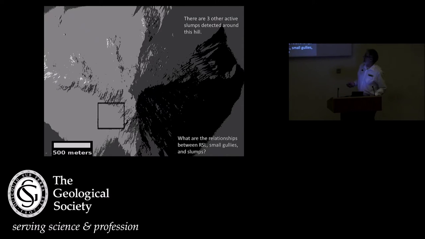So for context, that was right here. I previously showed you this region of this same hill. So in this hill, we have active RSL, we have these small gullies, and we have these slumps. We've seen three other slumps around this hill, active, new slumps, as well as very recent-looking slumps. So what's the relationship between these different features? It could be that the RSL activity erodes the channels and deposits a fan on an already steep slope, and eventually that becomes unstable and slumps.